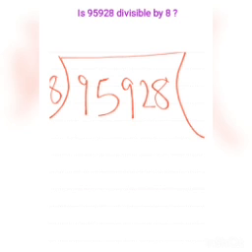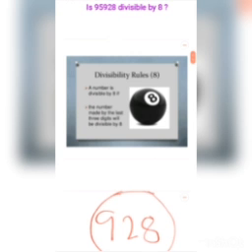So I need to divide 95928 by 8 and see whether I get a remainder or not. But see, this is a 5-digit number, so it's a huge number, and dividing it by 8 will involve a lot of steps. So is there any easier way by which we can find this out? Yes, there is. We have something called the divisibility rule for 8.